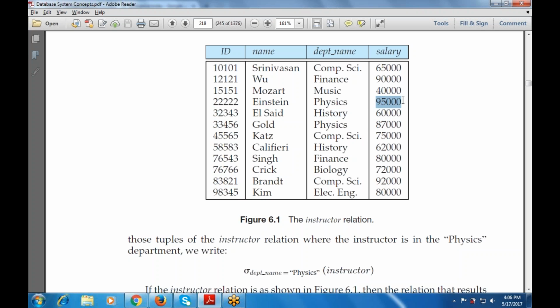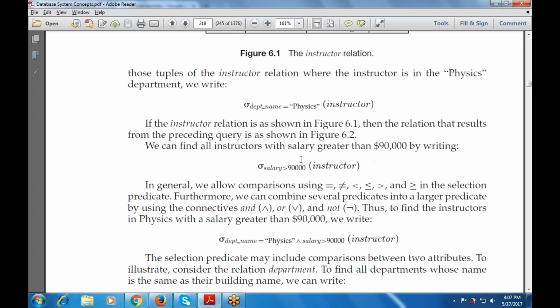So this is the first part. Then this is the second part. Only two rows are available for this. One is 95,000, one is 92,000. That is the instructor and the branch.